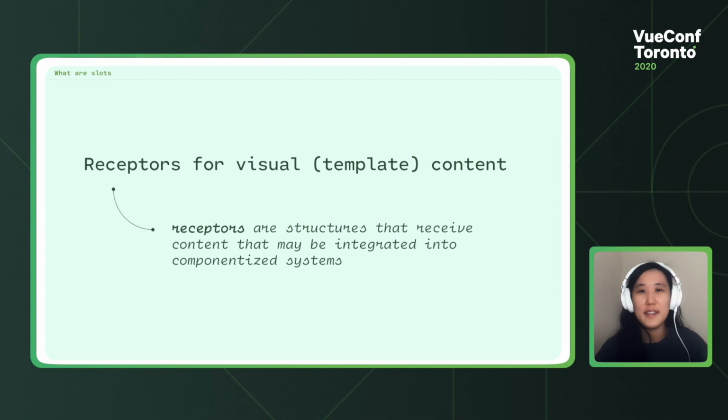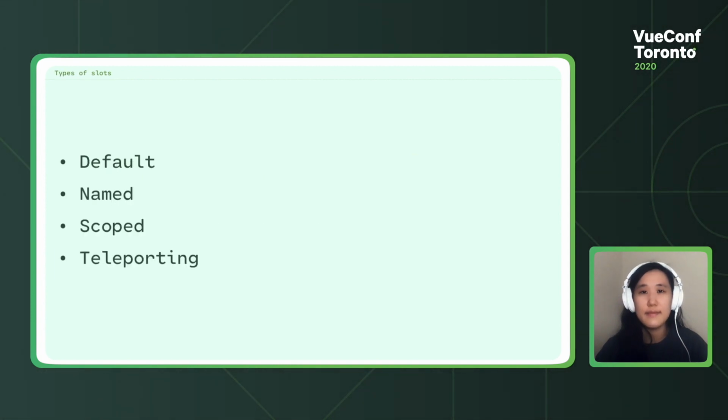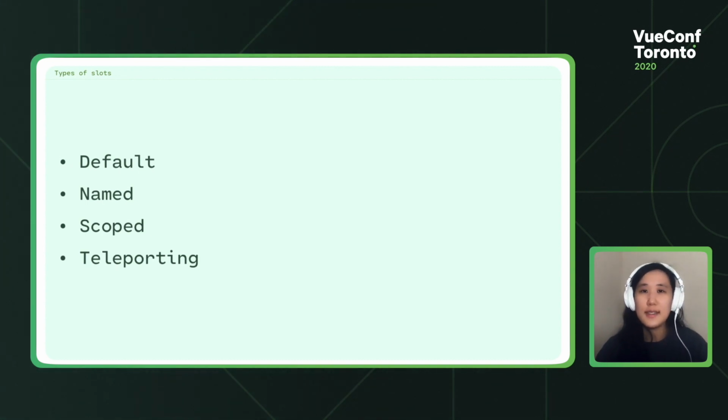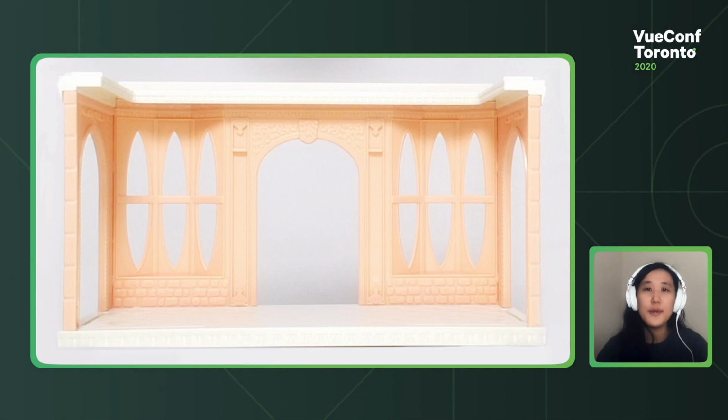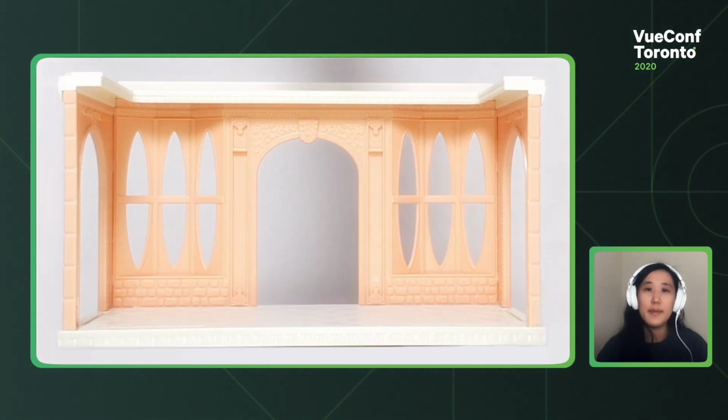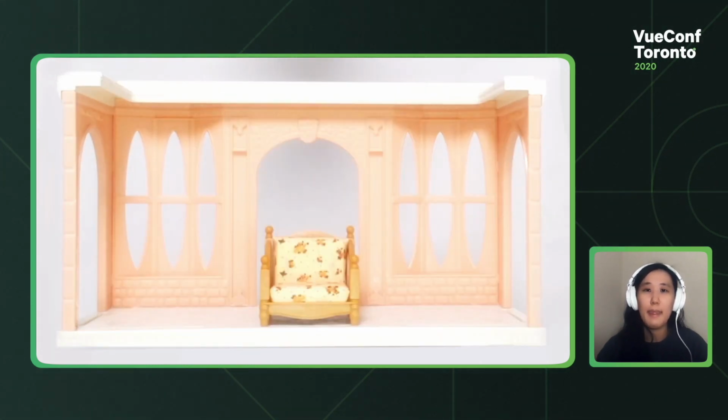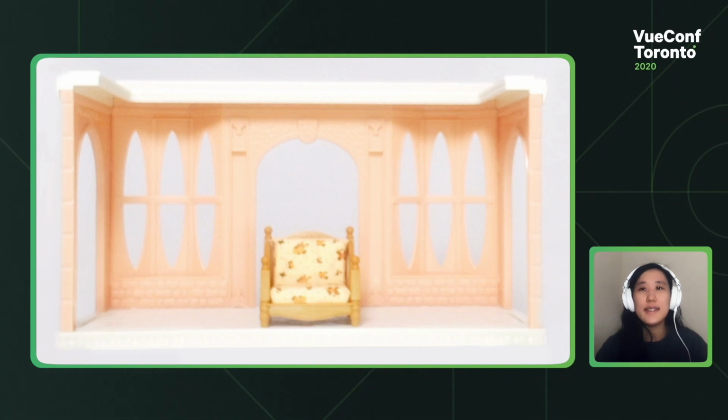So let's talk about the different types of slots. There are four: our default basic starter slot, named slots, scoped slots, and finally teleporting slots. Let's start with default slots. Imagine your app, a house, has imported a room component with one slot, which will be represented by this chair. Now we can insert any elements we want into the room, and they'll be automatically placed in the chair.